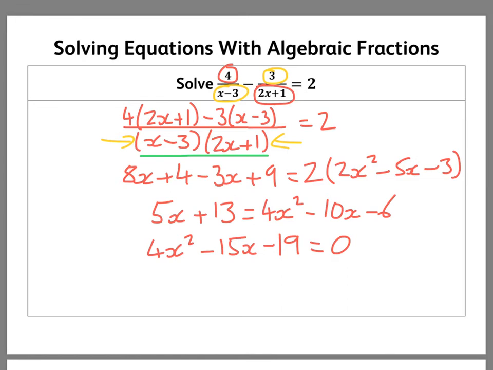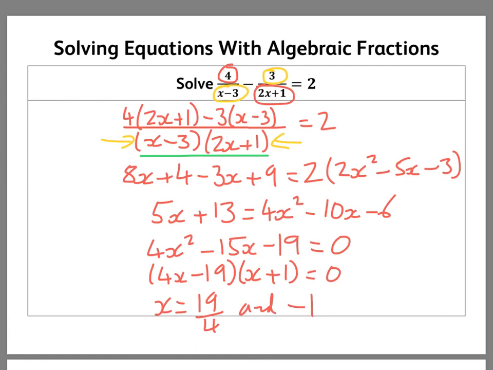Now, actually that factorises, but if you don't spot that, you can use the quadratic formula if you really want. I can spot it straight away because I'm very old and have done lots of these, that this factorises to that. So x can be 19 over 4 or negative 1, whichever way you want to do it.